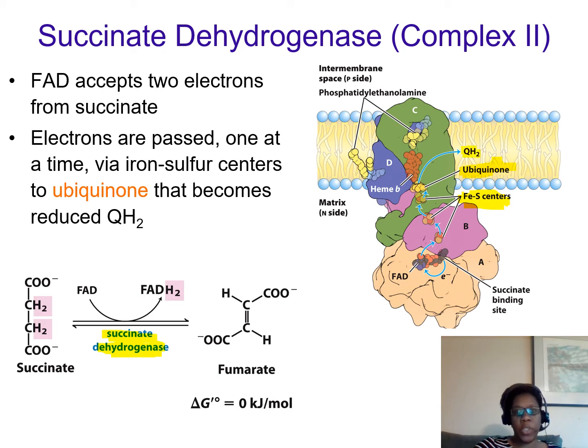Which is QH2. So the reactions of complex 1 and complex 2 are the same, except, and this is a very big exception, we're not pumping out protons. So this time we have our QH2 carrying these 2 electrons, and it can freely diffuse across the membrane. It can carry those electrons to complex 3. But in this case, we're not pumping any protons. We just have the electrons sitting in QH2. So QH2 is carrying 2 electrons.